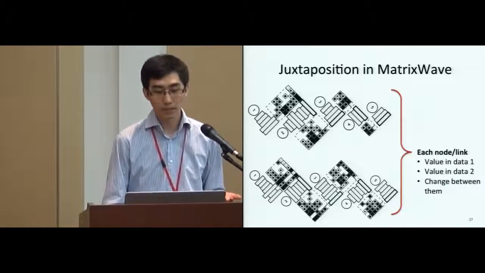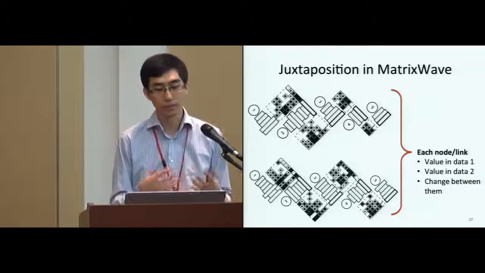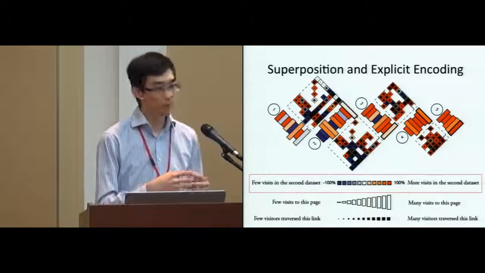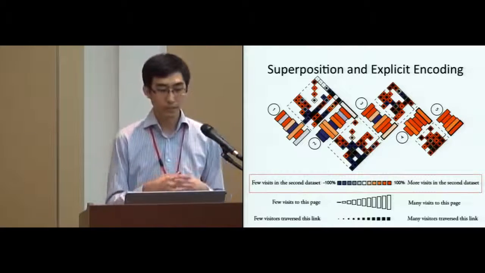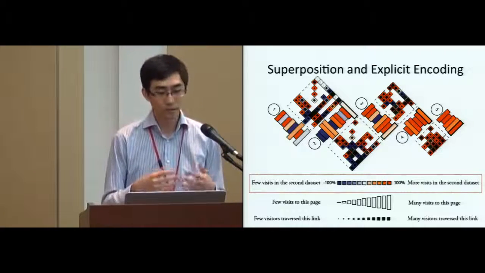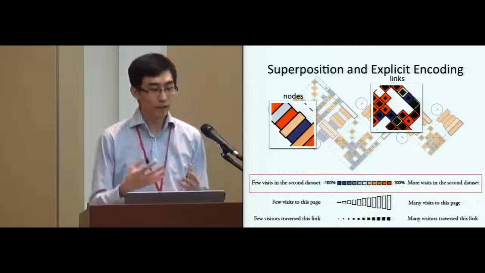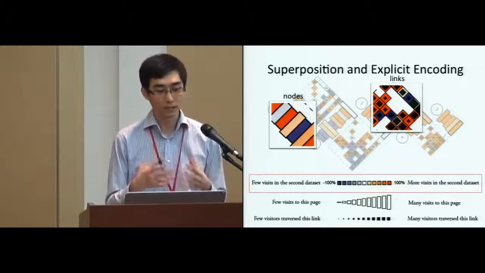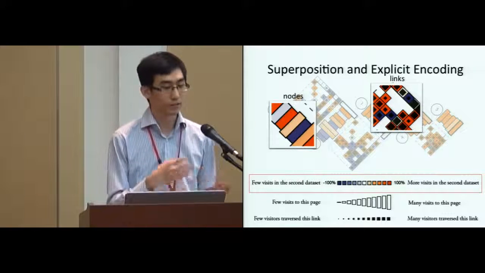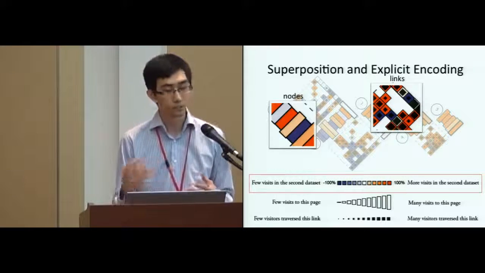I need to remind you that for each link or node, we have two values and a potential change that we compute. So this is our final MatrixWave visualization design. We use superposition to embed two data sets together in a single MatrixWave visualization, and use explicit encoding to show the data changes in color. To further explain, we take the average of those two values and use the same size encoding as I introduced before. For changes, we directly use color-coded nodes and use the background color of the links. Here, purple means decreasing, orange means increasing.